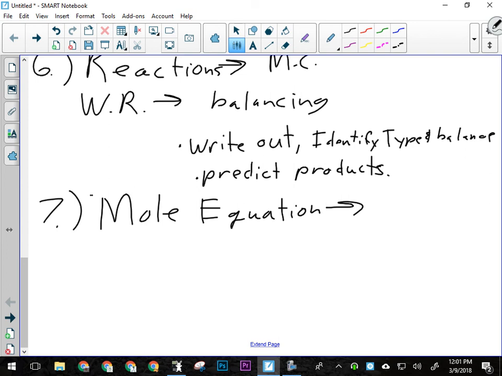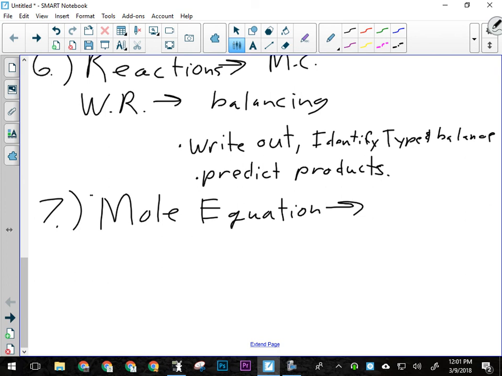A few people did not do that on their reactions assignment. I didn't mark it wrong, but I will on the test. If it's supposed to be a 1, put a 1 in there, because otherwise I don't know whether you did it or left it blank. You have to show me you know it's a 1 and that it's not left blank.